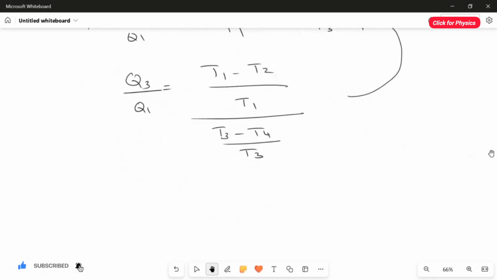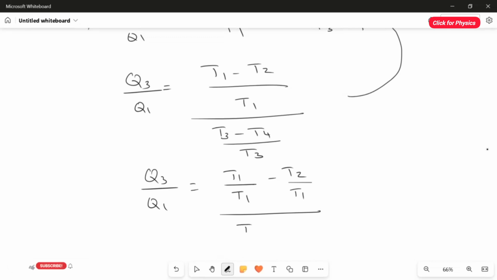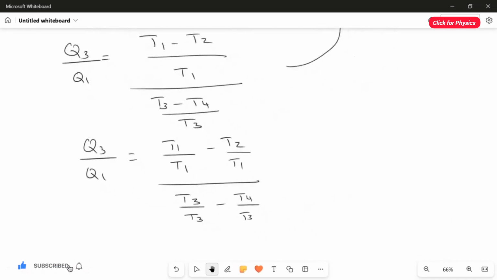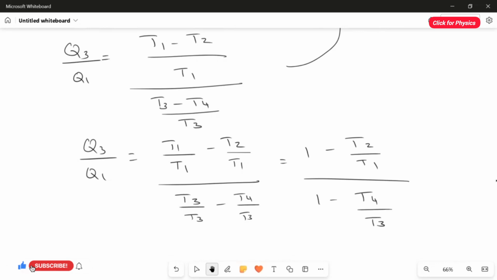So now I'm going to keep this equation. Q3 over Q1, which is equal to, how can we write? I can split this form into two, right? So T1 over T1 minus T2 over T1, over, likewise here, T3 over T3 minus T4 over T3. So what you will get, this is equal to 1 minus T2 over T1 over 1 minus T4 over T3.